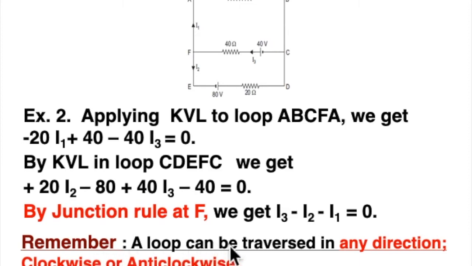Remember, a loop can be traversed in any direction, clockwise or anti-clockwise. You will get consistent results. There is no condition. The only condition is that the law is to be applied to a closed loop.